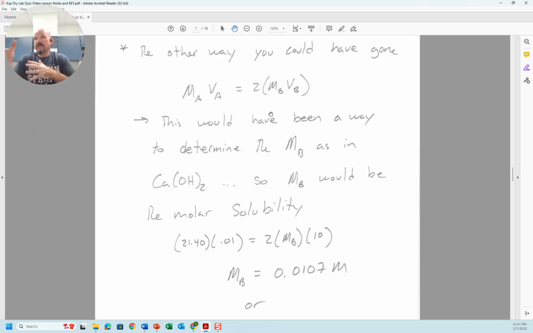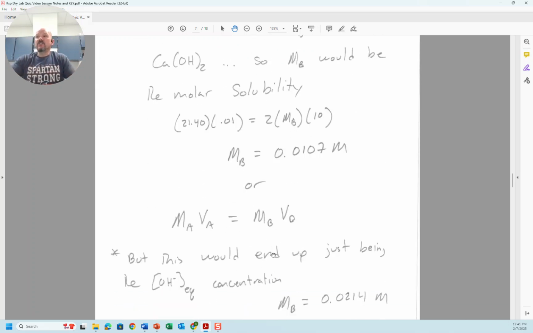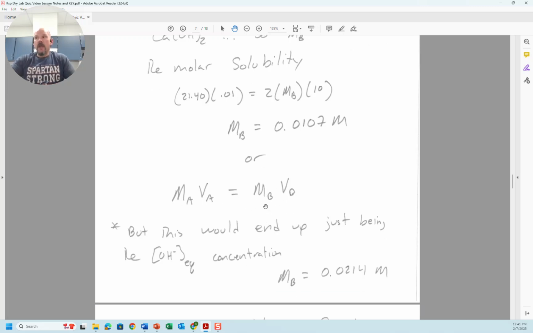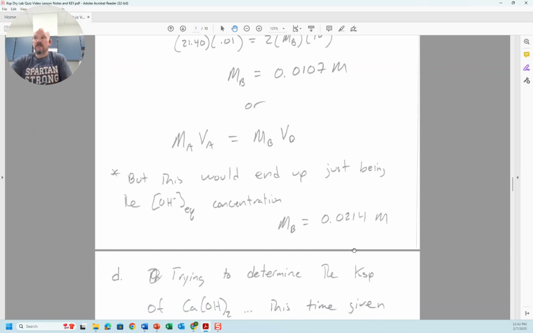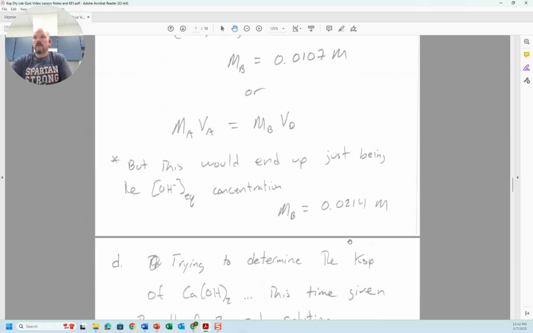However, if you forgot that you have to adjust the shortcut depending on how many hydroxides your base has versus how many H pluses your acid has, and you just did MAVA equals MBVB, understand this: when you solve for MB, that would be the molarity of hydroxide because this is really H plus, OH minus, OH minus. It's a 1-to-1 ratio. And so if you don't adjust this equation, then when you solve for MB, that's going to be the molarity of hydroxide. Notice if I plug in the numbers here, but I don't double the base side, I end up with 0.0214, which was our answer for the hydroxide concentration. Okay.